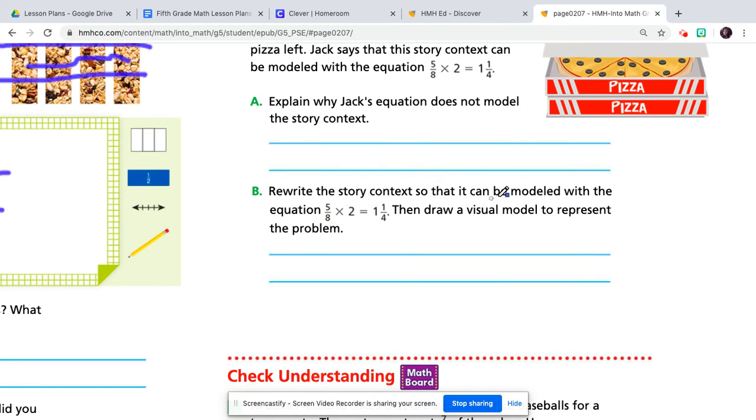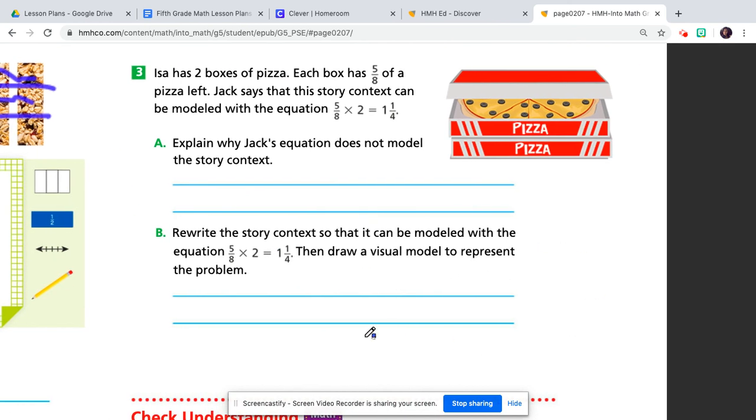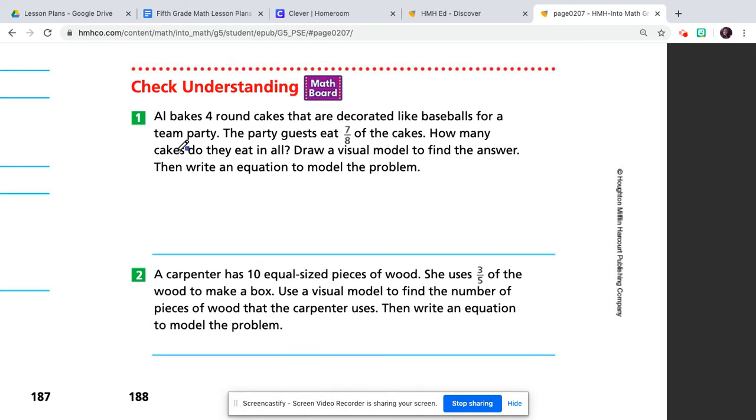Rewrite the story context so that it can be modeled with the equation 5/8 times 2 equals 1 1/4. This equation is correct. Yes, when you do 5/8 times 2, you would get 1 1/4, but it doesn't match the story that he gave us. So write a story that would match that. And then draw a visual model to represent the problem. So on the side here or on the bottom, draw a picture that would exactly show what happened here. Okay? And then go ahead on your own, try to do numbers 1 and 2.